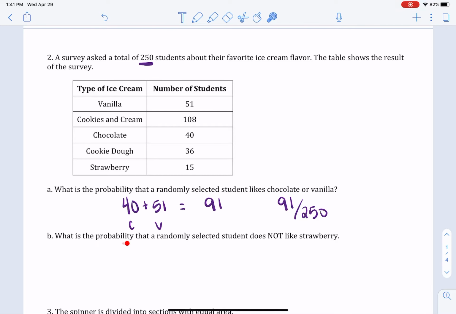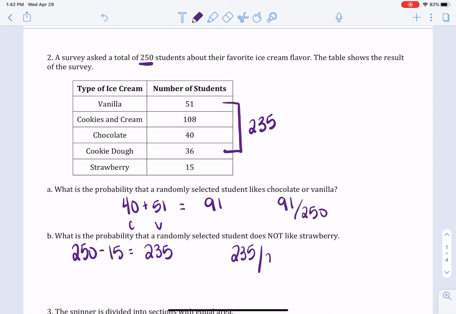Then it says, what is the probability that a randomly selected student does not like strawberry? Or a randomly selected student, like they didn't pick strawberry as their favorite. So if we look at all of these here, right, and we add them up, there are 235 students that did not pick strawberry out of the 250. Or we could take 250 minus 15. So the probability of randomly selecting a student that didn't pick strawberry would be 235 out of 250.